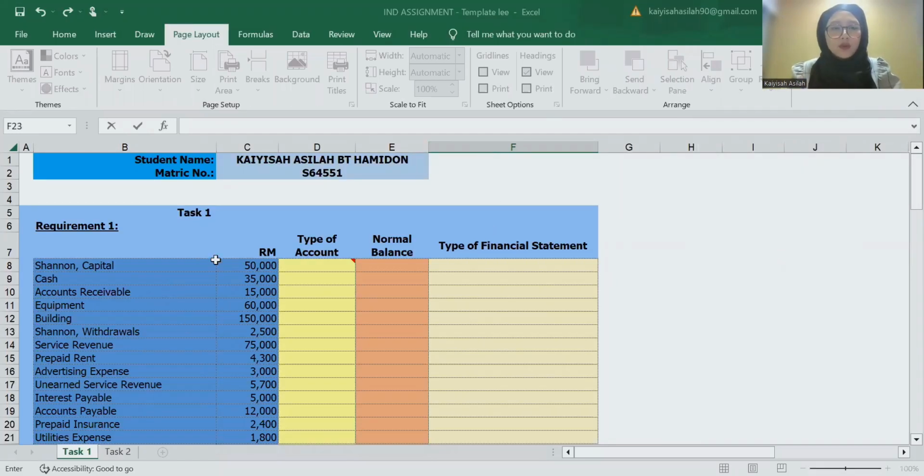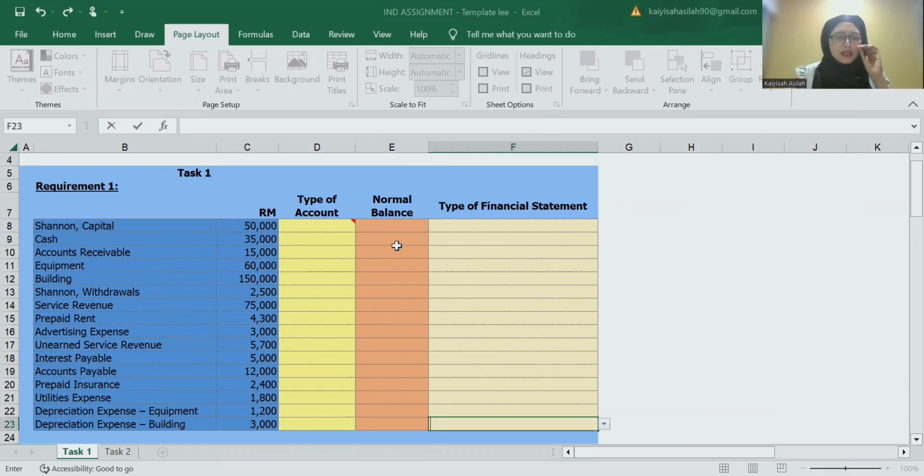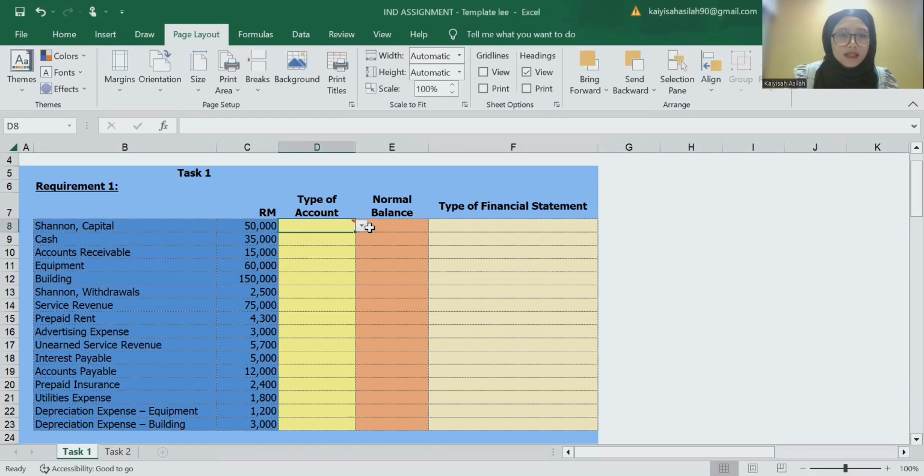Today I will do task 1 of accounting, which is to identify the type of account for each account balance, and decide whether each account will be reported in which type of financial statement. I also should determine the total amount for each account type, which is asset, liability, and owner equity. Let's proceed to the share capital. It's owner equity. For the cash, as we know, this is an asset.